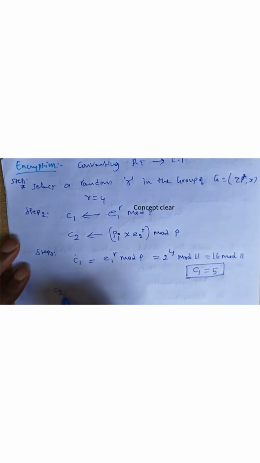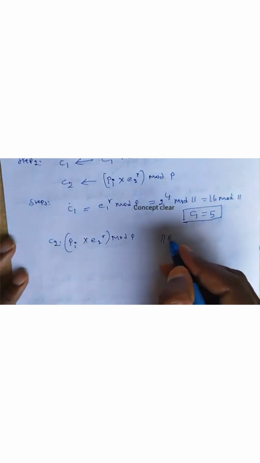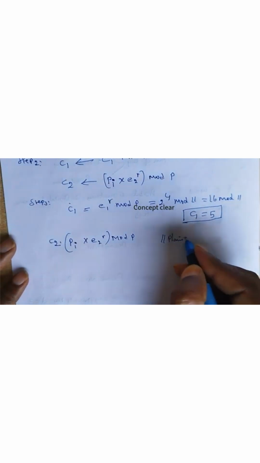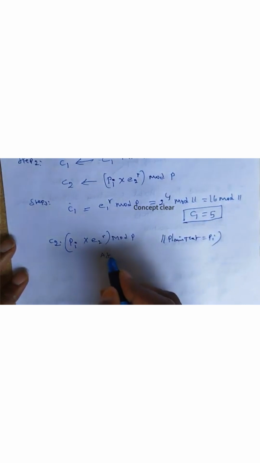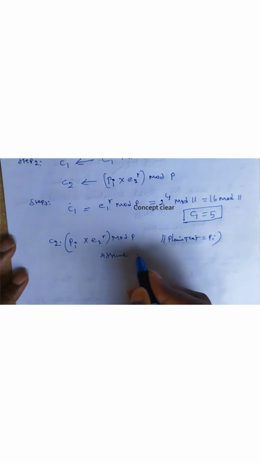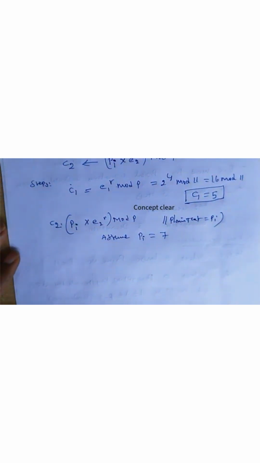And what about C2? What is the formula here? Pi is nothing but plain text. Pi equals plain text. So assume I am taking the Pi value, the plain text, as 7. Okay, don't get confused. I am randomly taking the Pi value as 7.